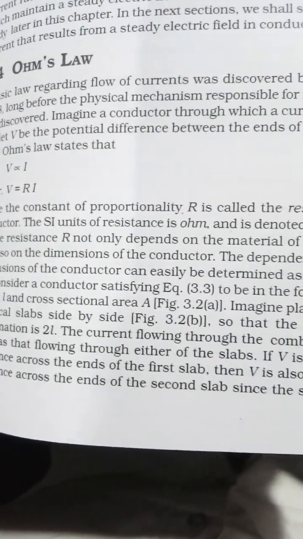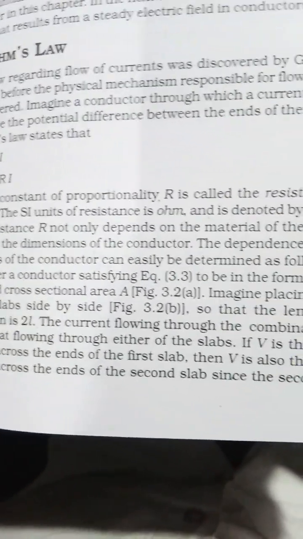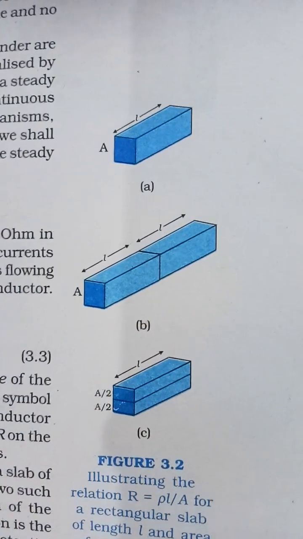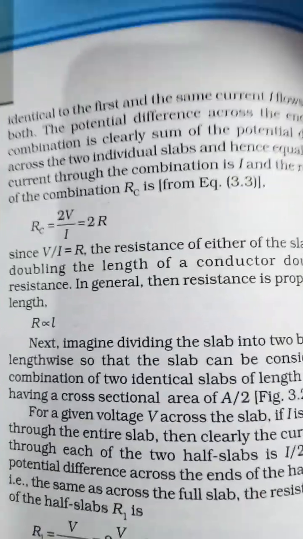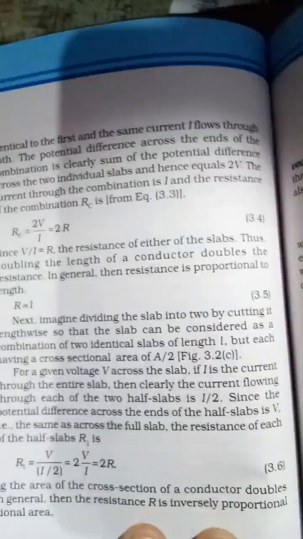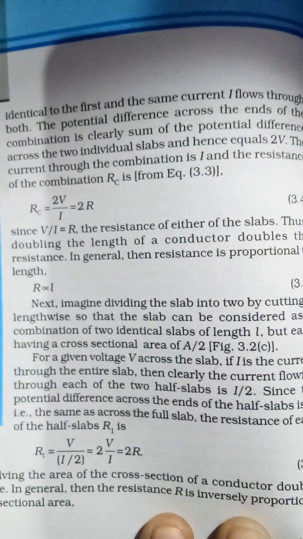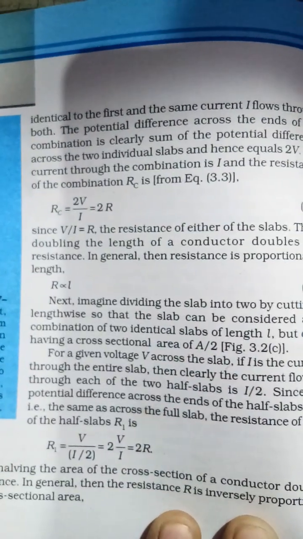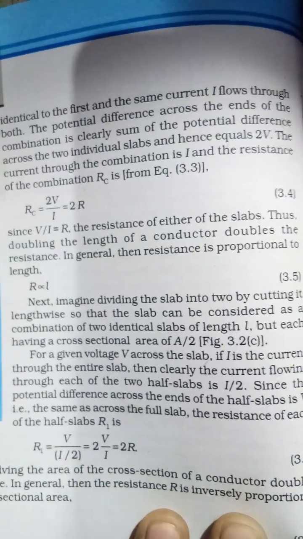If V is the potential difference across the ends of the first slab, then V is also the potential difference across the ends of the second slab, since the second slab is identical to the first slab, and the same current I flows through both. The potential difference across the ends of the combination is clearly the sum of the potential differences across the two individual slabs, and hence equals 2V.